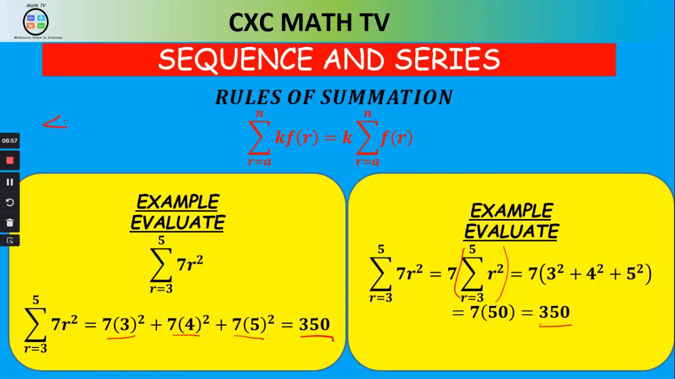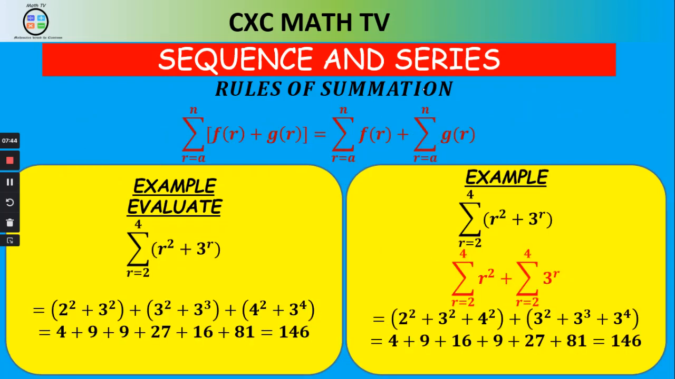So another example, I could have given you the sum from 2 to 6 of 4r squared. I am saying, instead of you working out 4 times 2 squared, then 4 times 3 squared, then 4 times 4 squared, plus 4 times 5 squared, plus 4 times 6 squared, you could have just said this is 4 times the sum from 2 to 6 of r squared. So instead, you just work out 4 in bracket, 2 squared plus 3 squared plus 4 squared plus 5 squared plus 6 squared. Both will give you the same answer. That's all.